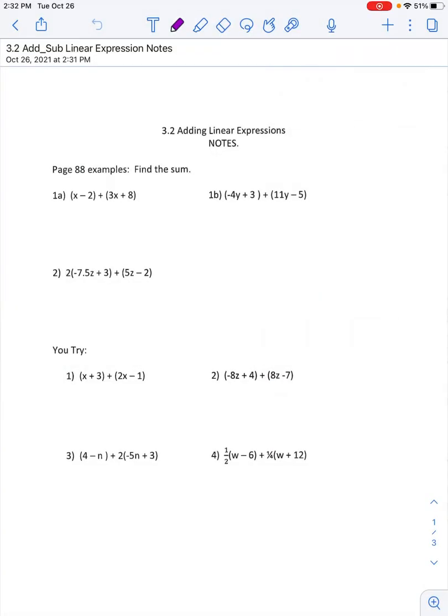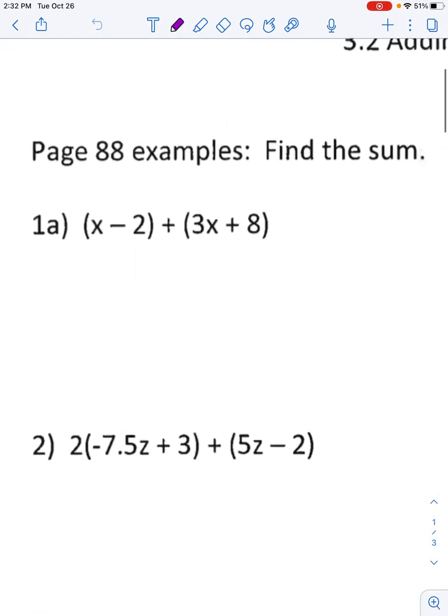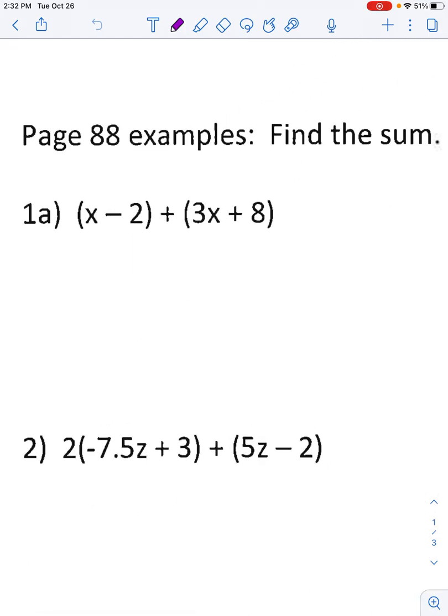Hello, this video is to review how to add and subtract linear expressions. Okay, for number 1A, these are examples from text page 88. We are finding the sum, okay?